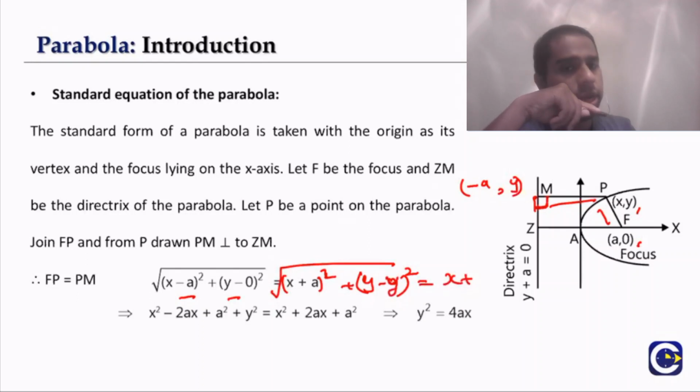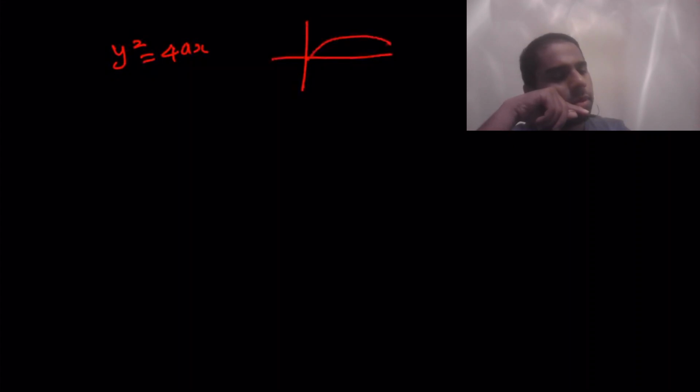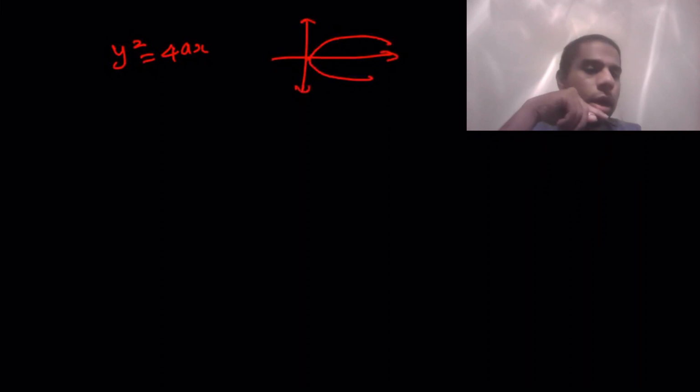The y coordinate is same in both the cases, then you will get x plus a. When you expand and then equate both the terms, you will get this equation: y square equal to 4ax. Y square equal to 4ax, you will get parabola like this.